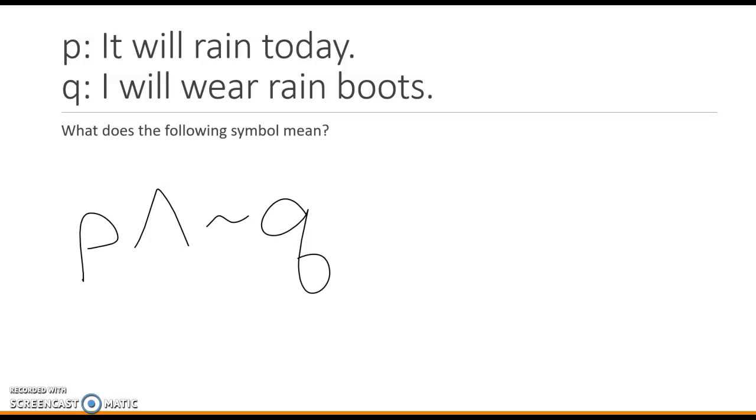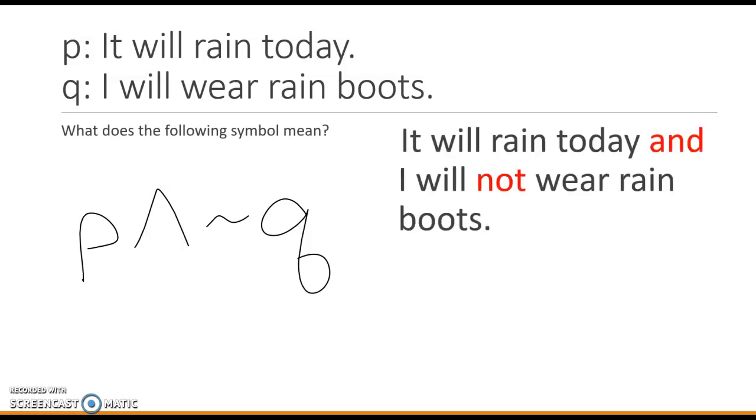Well, first look at that first symbol. We have P, then an A without a crossbar, which means and. Then we have the negation of the Q statement. So the P statement, it will rain today, and the negation of Q: it will rain today, and I will not wear rain boots. So we negate the second statement.